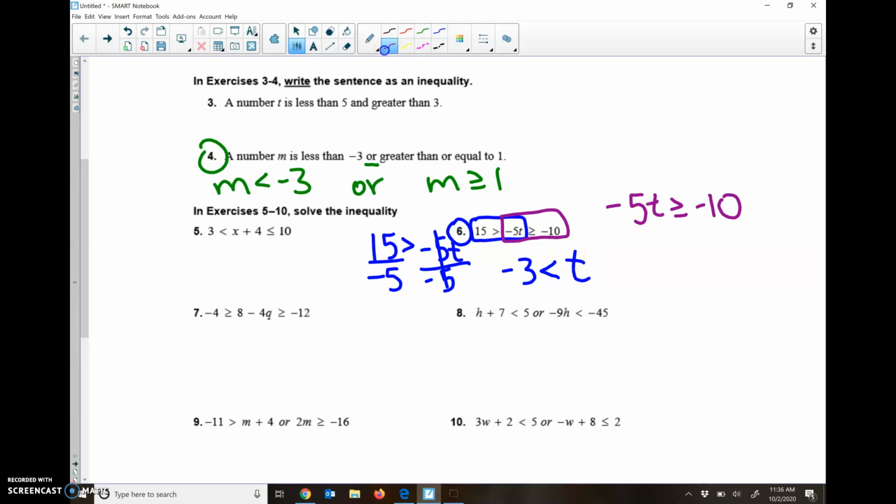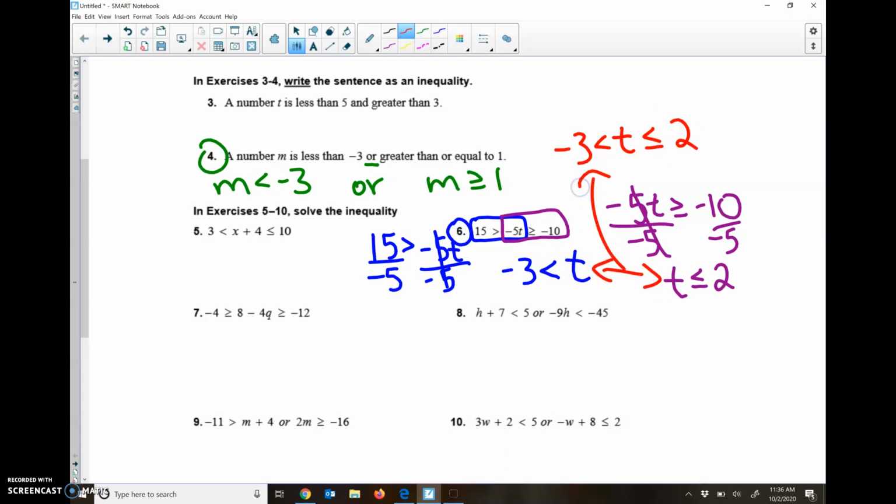And then over here, same thing. Divide both sides by -5. So t is, again, flip the sign because I divided by a negative, less than or equal to, and it's going to be 2 here. All right, and then since it's an and problem, we should write it so that we get -3 is less than t, and that's less than or equal to 2. So I kind of just put those two together there to get that one.